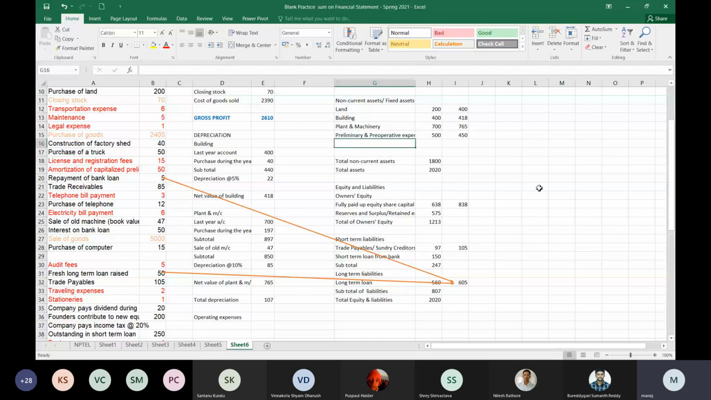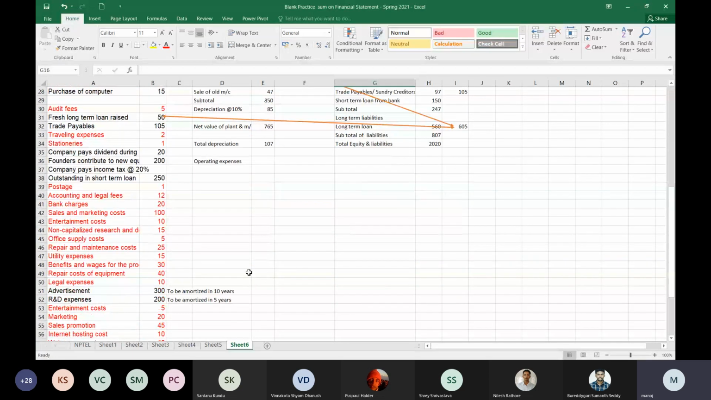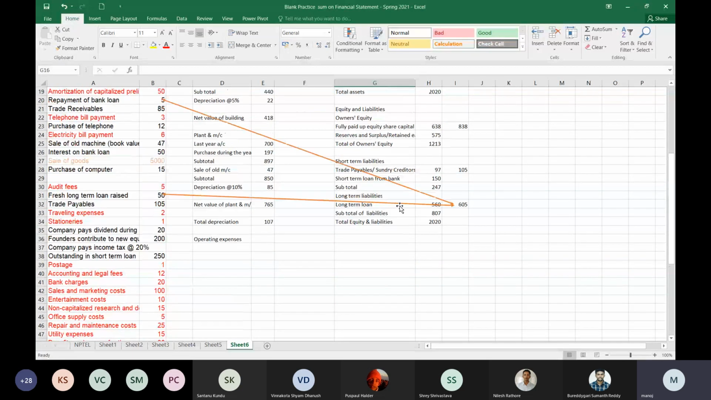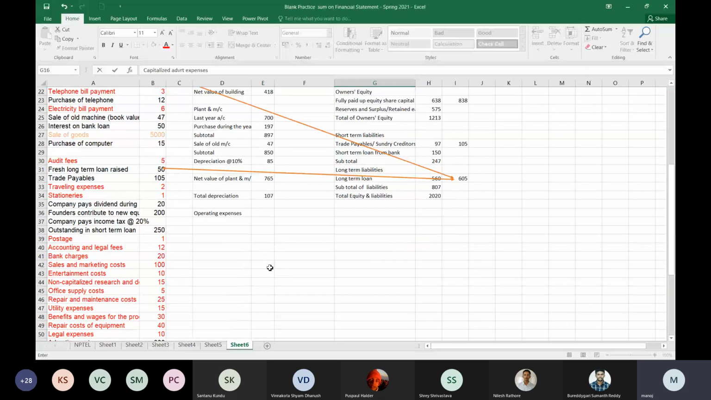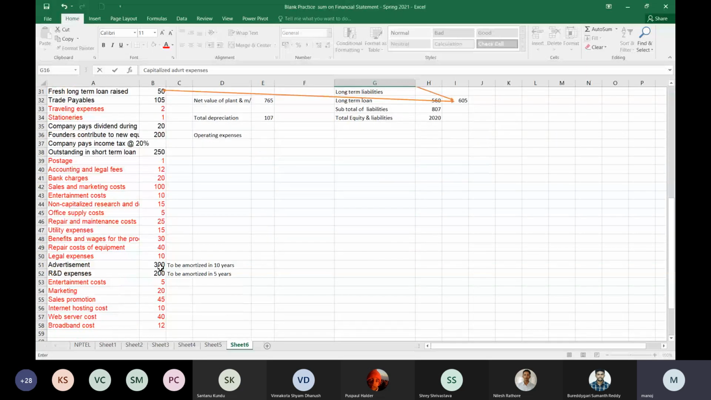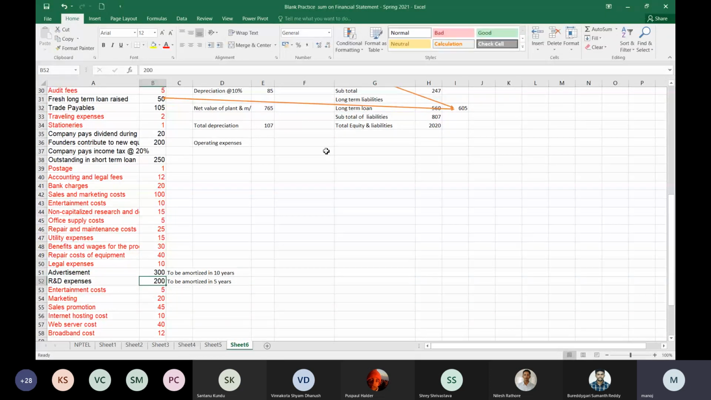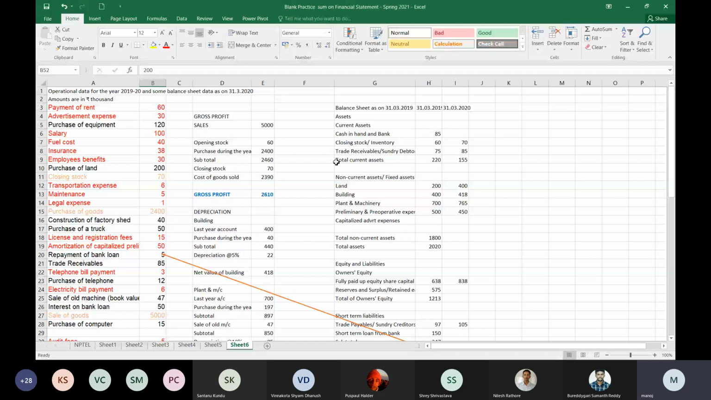we need another two items. One is advertisement, but don't write amortization here. You write capitalized advertisement expenses. Capitalized, meaning this is a kind of a revenue item, but you have capitalized that, meaning you have transformed that into capital asset. Even this also has been transformed into capital asset.